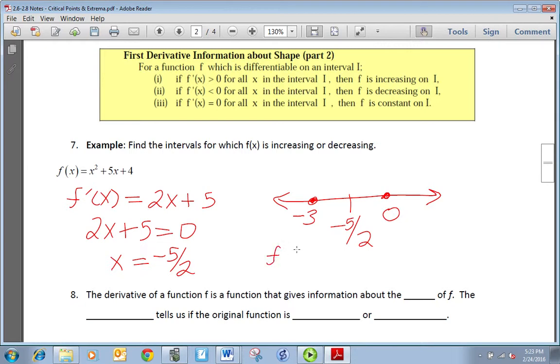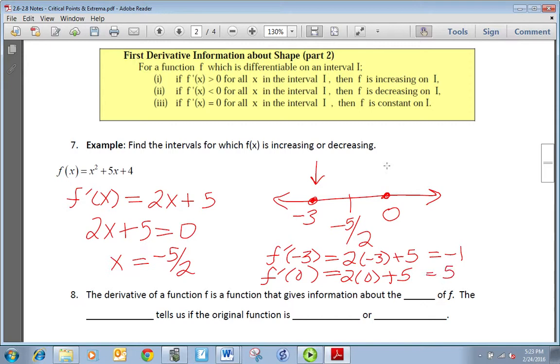So f prime of negative 3 is 2 times negative 3 plus 5. That's going to be negative 1. So we know now that the function is decreasing on this interval. And if I plug 0 into the derivative, 2 times 0 plus 5 equals 5, the function's increasing on that interval.